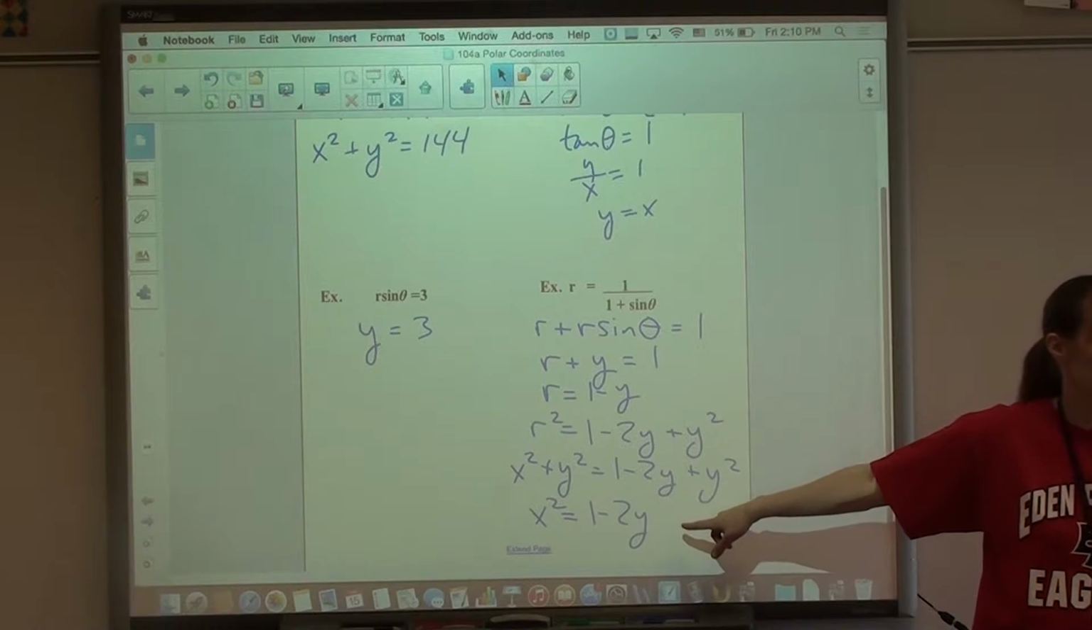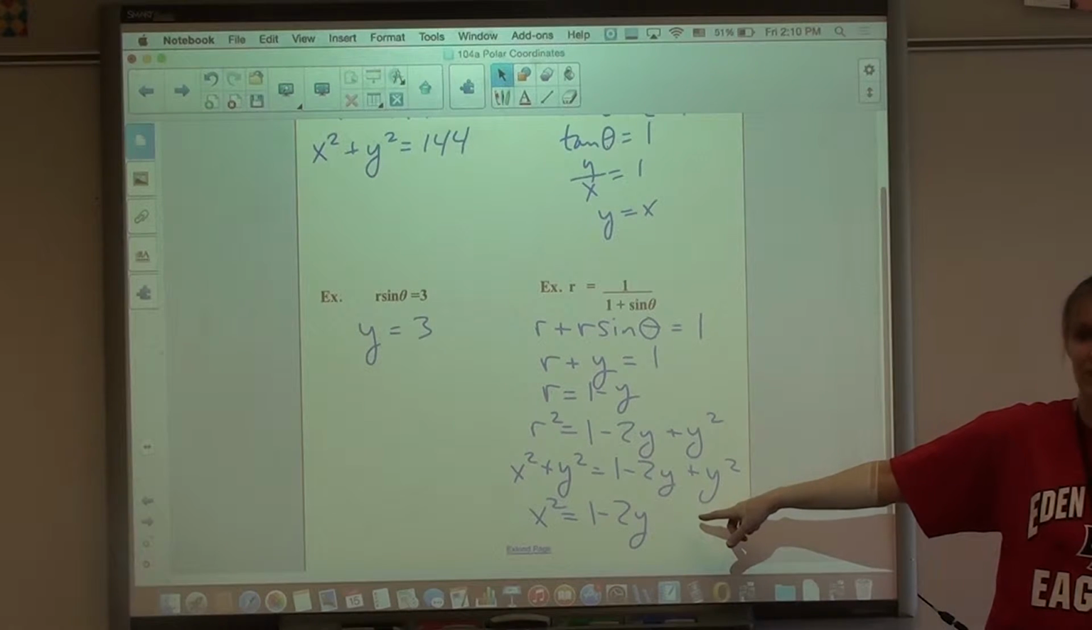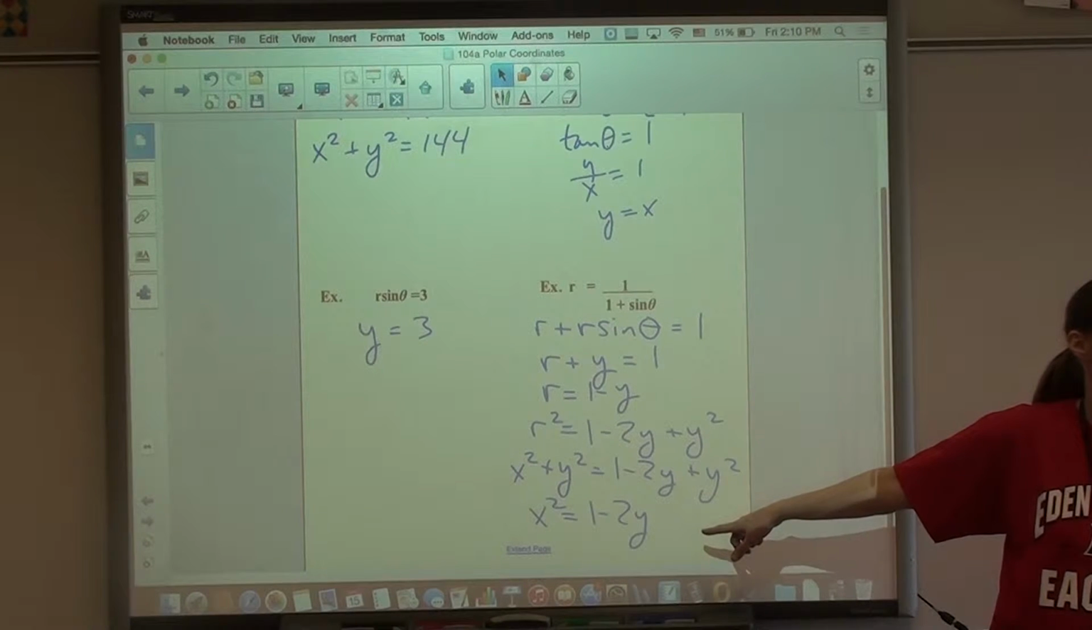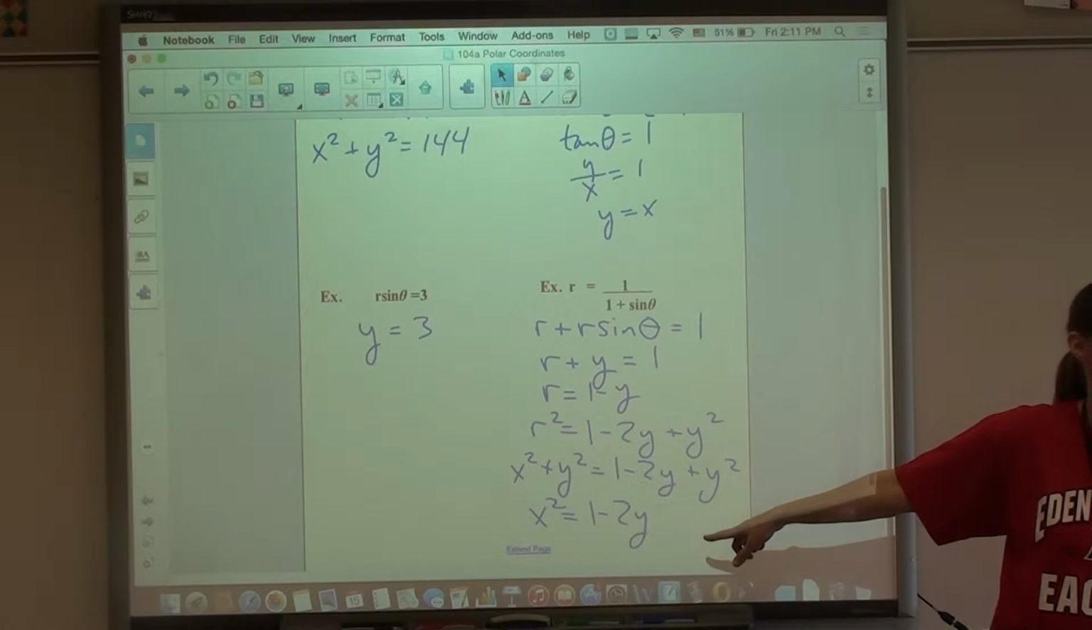What kind of equation is this? What kind of graph is this? A parabola, sideways? Is it sideways or vertical? Vertical. It's vertical. No, it's sideways. Vertical is y equals x squared. It's a normal vertical graph, isn't it? Right, it's vertical.